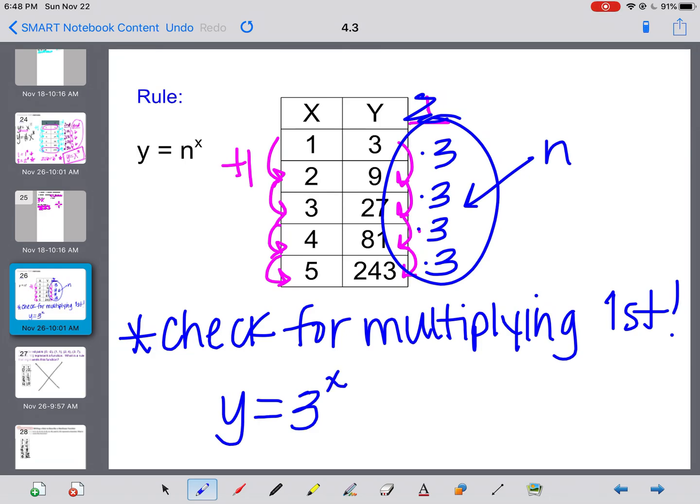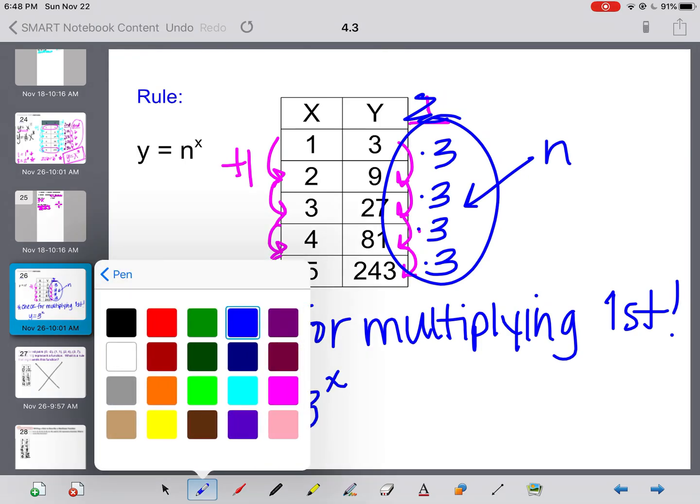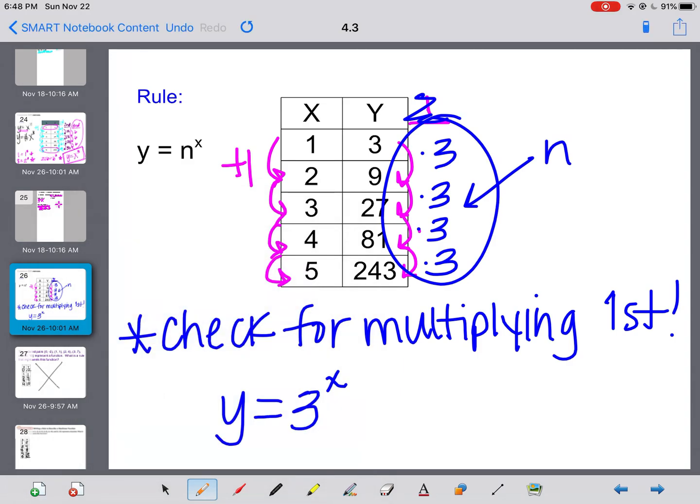All right, if I can see that it's a multiplying difference, that is the number that goes in for n. So I will have y equals 3 to the x power. And then I should double check by plugging some numbers in to make sure.